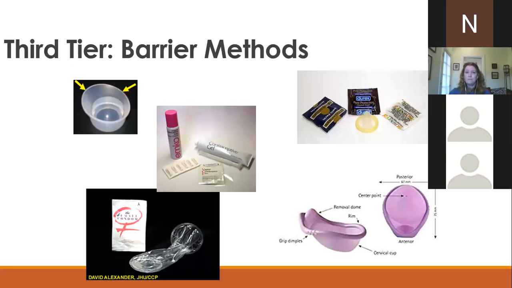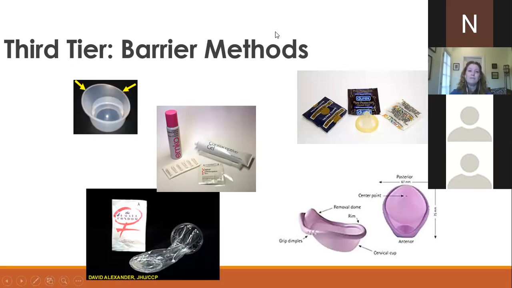Okay, and then the third tier down, the barrier methods. You're all familiar with condoms. There are also spermicides, which are less effective than condoms. Spermicides come as a gel, a foam, a dissolvable film.